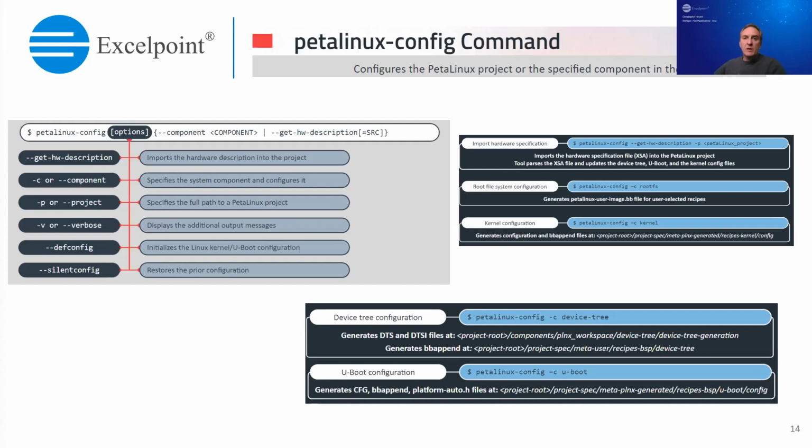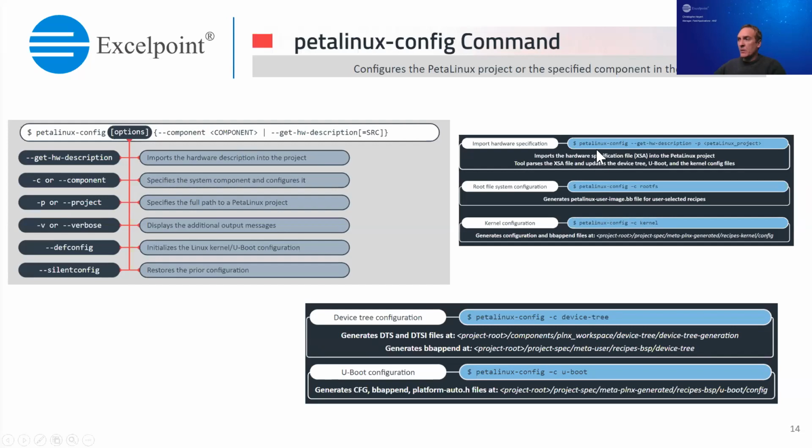The components affected by this process can include the first stage bootloader configuration, U-Boot options, Linux kernel options, and the Linux device tree configuration. The -c or --component option specifies the system component and configures it. If no component is specified, it performs a top-level project configuration. The -p or --project option specifies the full path to the Petalinux project. The -v or --verbose option displays additional output messages. The --defconfig option initializes the Linux kernel or U-Boot configuration using the specified defconfig file. And the --silentconfig option restores the prior configuration.